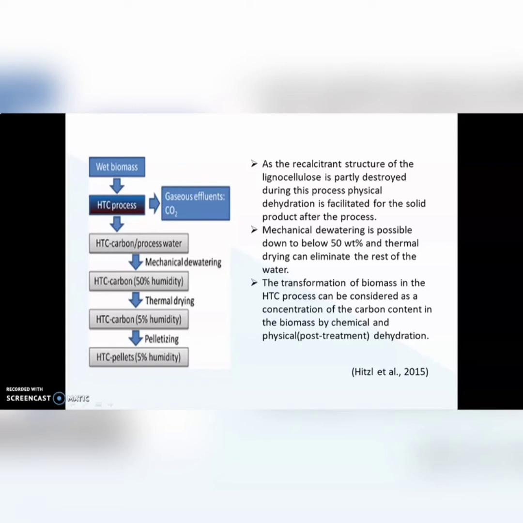The mechanical dewatering saves energy, since it is much less energy consuming than thermal drying, as the water does not have to be evaporated. To illustrate how the energy saving occurs, the water content that has to be evaporated for the same dry matter is reduced to 1/4 by mechanical means. Consequently, the transformation of biomass in the HTC process can be considered as the concentration of the carbon content in the biomass by chemical and physical post-treatment dehydration.